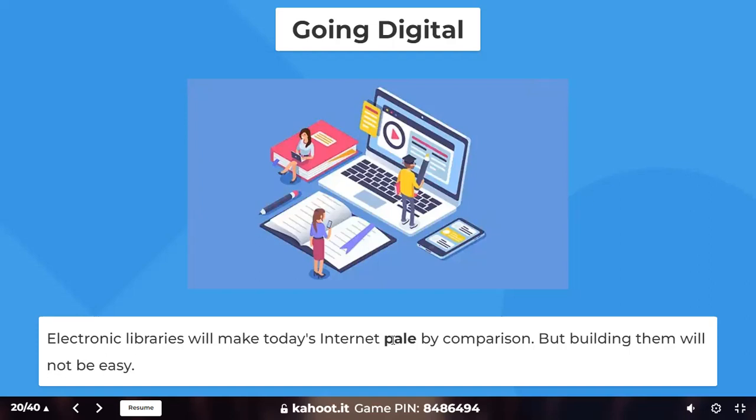Weak, faint. Yes. Okay. Now, if you describe something as pale, if you have the flu, you look pale. Pale means light in color. And normally here, he is comparing libraries with the internet, and the internet will be light in color, which is negative. Now, which will be more professional? Electronic libraries or the internet?